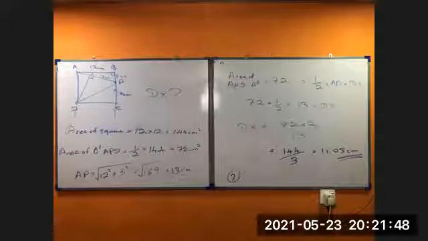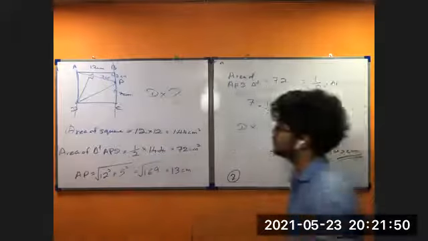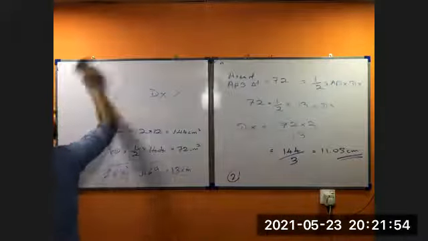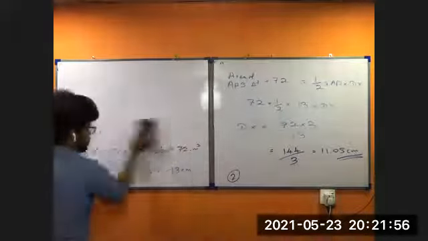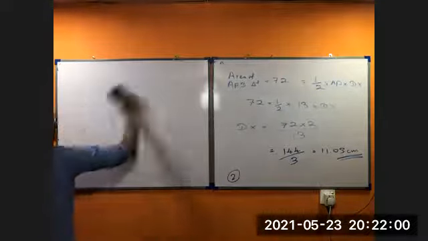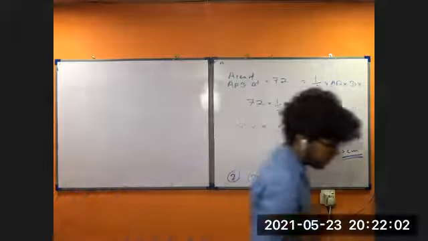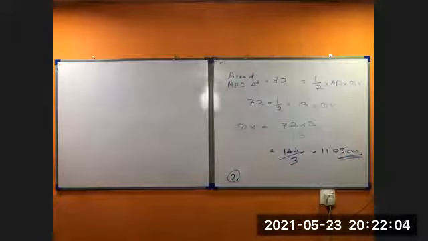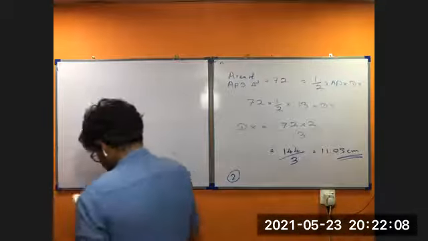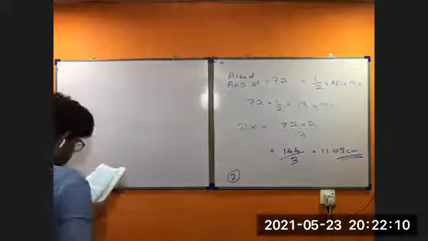Okay, so what do we have? Let's sketch the diagram. So if you're trying, you can keep on trying. X is a point on the side BC of the parallelogram ABCD.